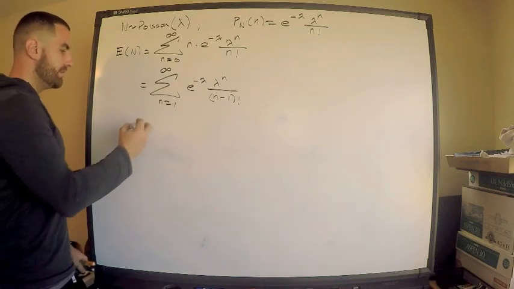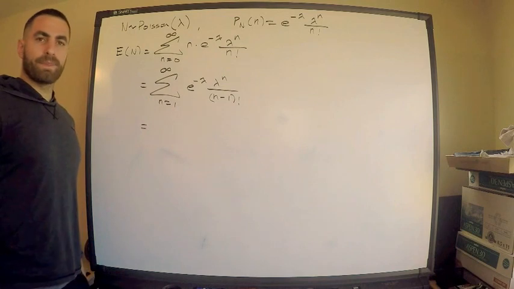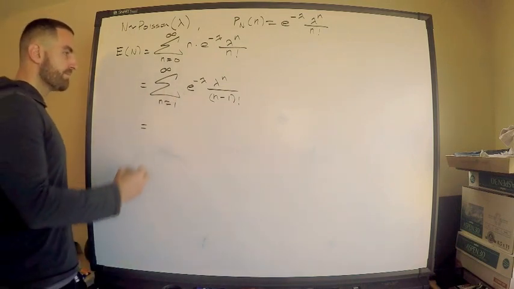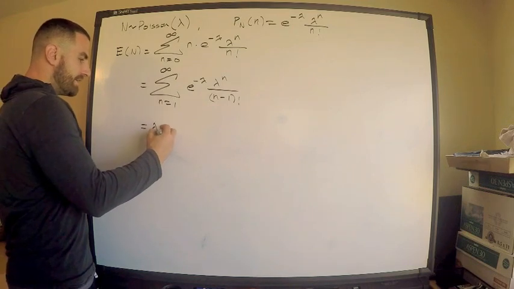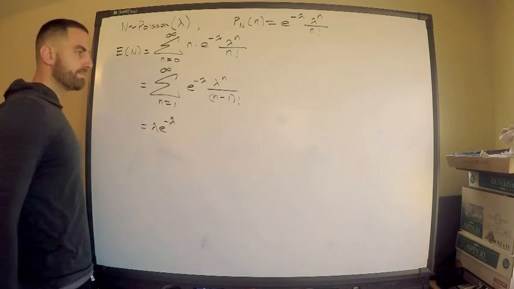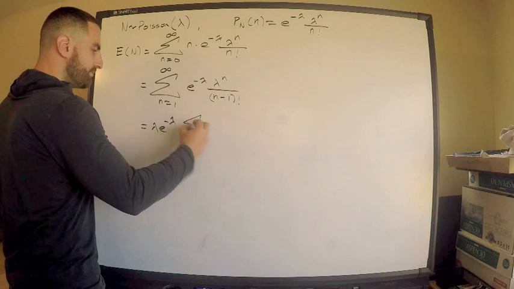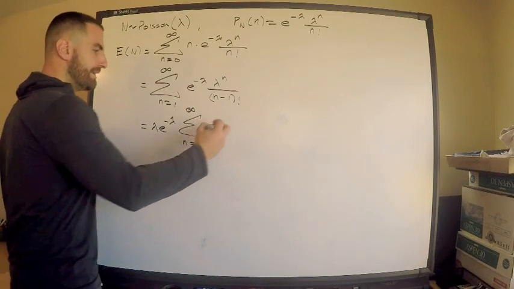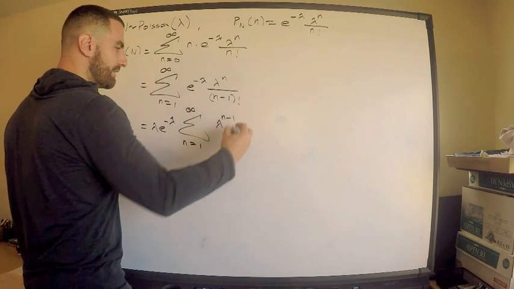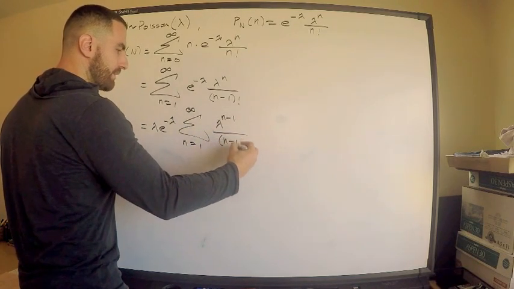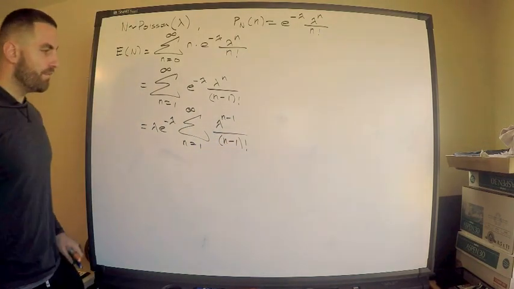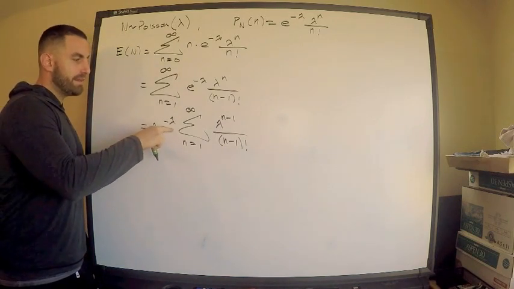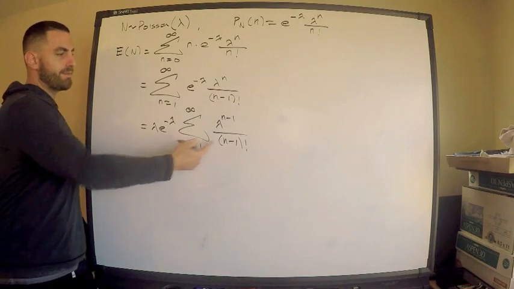Well, we're almost there, really. You can always factor things out that don't depend on the sum, namely e to the negative lambda. So I'm going to take out lambda, e to the negative lambda. What's left over is the sum from n equals 1 to infinity of lambda to the n minus 1 over n minus 1 factorial. Hopefully you can see what I did there. I took out a lambda, I took out e to the negative lambda. Why would I do this? Look at what's left over.